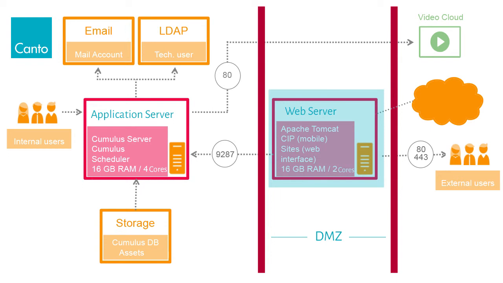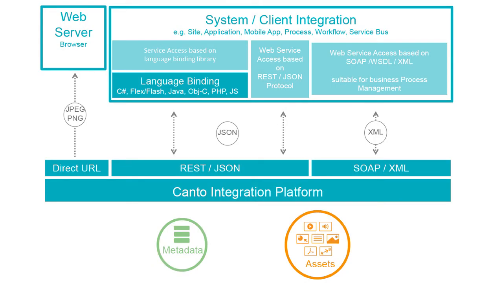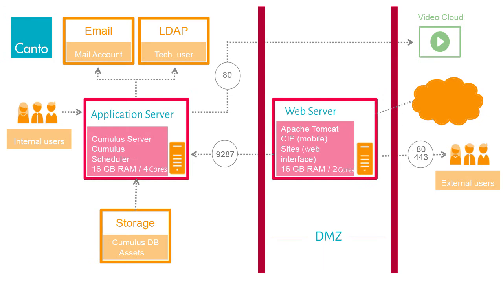Now you also see here on the Apache Web Server SIP, or Canto Integration Platform, and this is so we can integrate Cumulus with third-party applications like a CMS, a CRM, a PIM, e-commerce, and I will get into that in just a little bit. Now if you look here, you will see that Cumulus does integrate with Active Directory, so users can log into the system and maintain their network credentials for authentication.